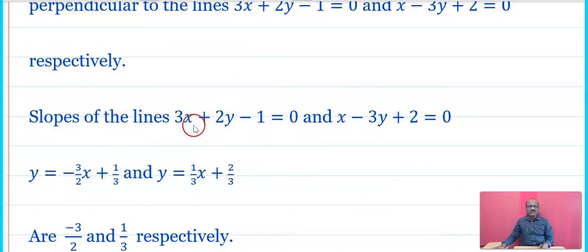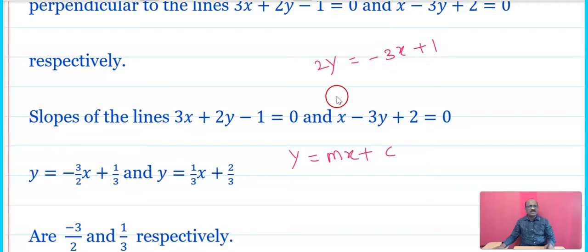Now we want to find the slope of the line. We'll express this in the very important slope intercept form, y equals mx plus c. We have expressed this as y equals minus 3 by 2 x plus 1 by 2. How to express this? See here, this is 3x plus 2y minus 1. Keep 2y on the left hand side and the other terms on the right hand side, which is minus 3x plus 1, and that's why y equals minus 3 by 2 x plus 1 upon 2. The slope of the line is minus 3 by 2.